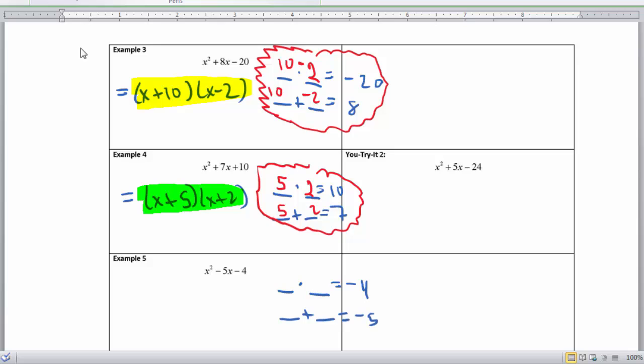Well, they multiply to a negative, so it has to be a negative and a positive. So I could do a negative 4 times a positive 1, but that would add to negative 3. If I do a negative 2 times a positive 2, that actually adds to 0. So it looks like this is not possible, right? So if those two numbers don't exist, that means this thing does not factor, so we call it a prime polynomial, right?